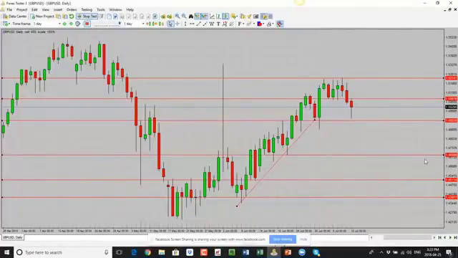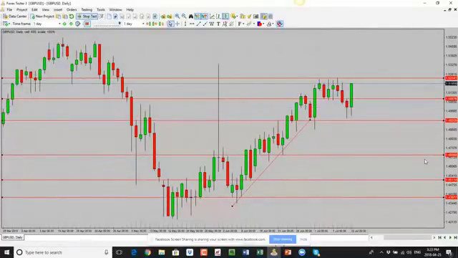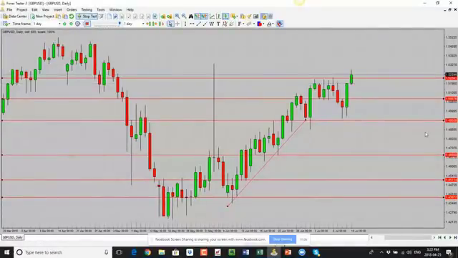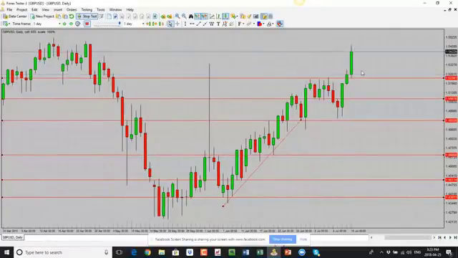So still looking, the bias is still to the downside here, but it doesn't break the low. So it does drop, doesn't break the low. We are back into the bullishness, but we are back into our resistance as well. So bias is bullish, closes above the resistance. So still bullish. There we go.